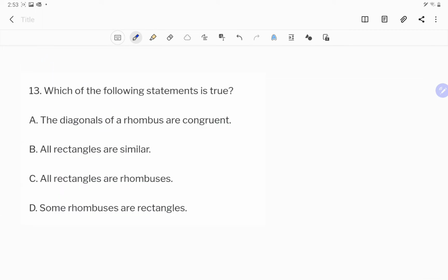Okay, let's go to number 13. Which of the following statements is true? Letter A, the diagonals of a rhombus are congruent. Letter B, all rectangles are similar. Letter C, all rectangles are rhombuses. D, some rhombuses are rectangles. Now, the correct answer for number 13 is letter D, because a square is a rhombus and a rectangle at the same time. Therefore, some rhombuses are rectangles.